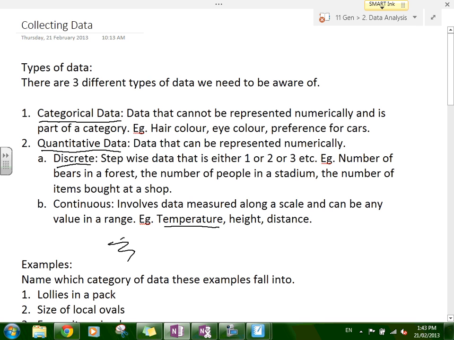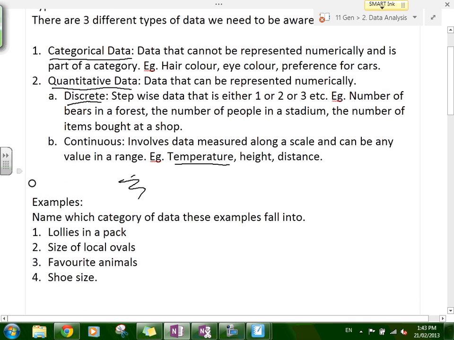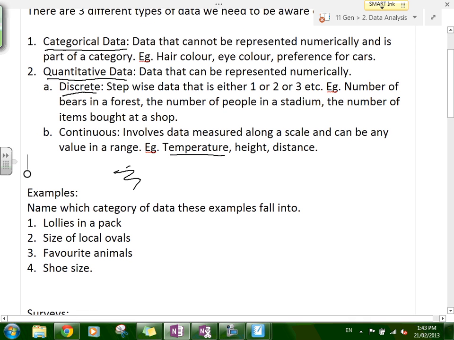I'll just do a couple of examples. Which category of data do these examples fall into? The number of lollies in a pack. Now, which one would that be out of the three? Yeah, it's discrete. You have one or two or three or five or ten. You don't count it as half of one. So that's quantitative discrete.